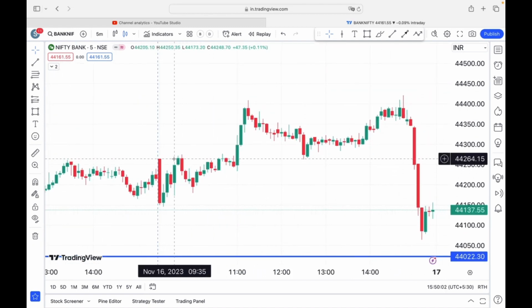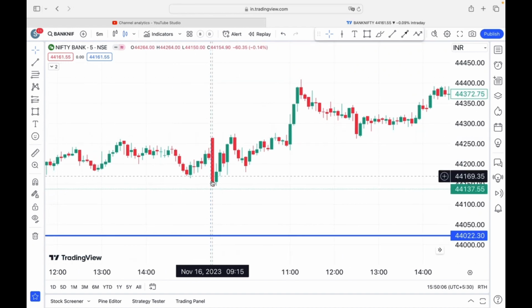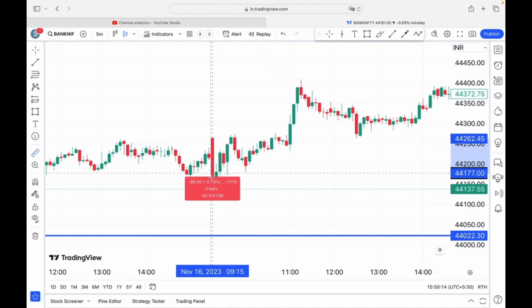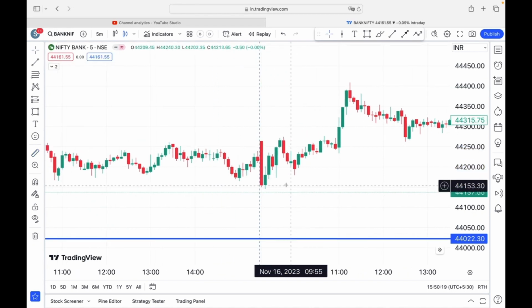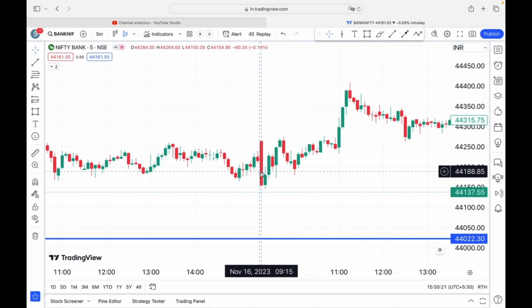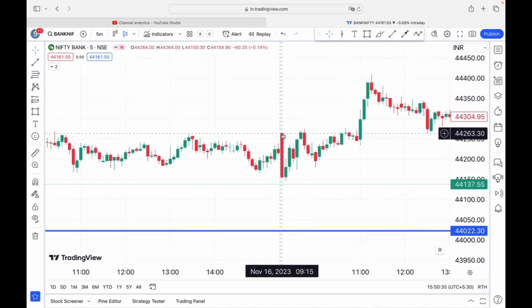So today Bank Nifty opened around 44,260 levels, and then immediately formed a very big bearish candle. In fact, this is very huge. To be accurate, this candle's opening is at 44,264, and this candle's close is at 44,154. So we have seen a candle of nearly 110 points in one single candle itself.